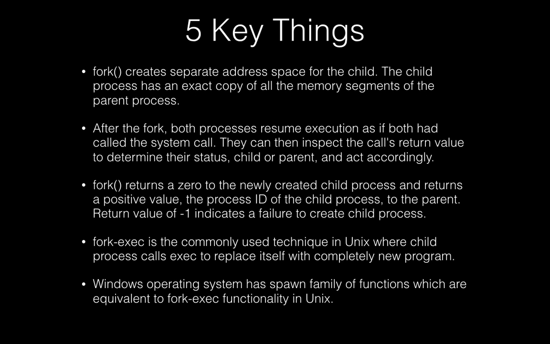Now let's see five key things about fork. What this method does is create a separate address space for its child, and the child process has an exact copy of all the memory segments of the parent process. Similarly, when fork is executed, both processes, the parent and child, resume execution as if both had called the system call. The only way to determine which process you are currently in, whether you are a child process or a parent process, is to check the fork call's return value.